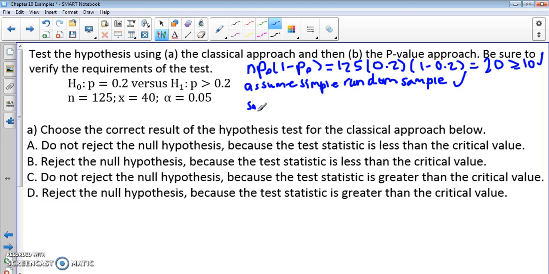And that our sampled values are independent.